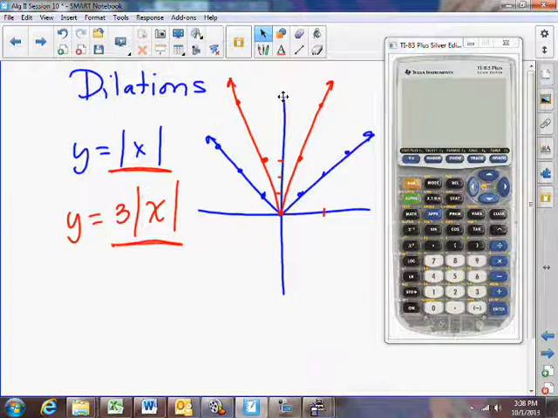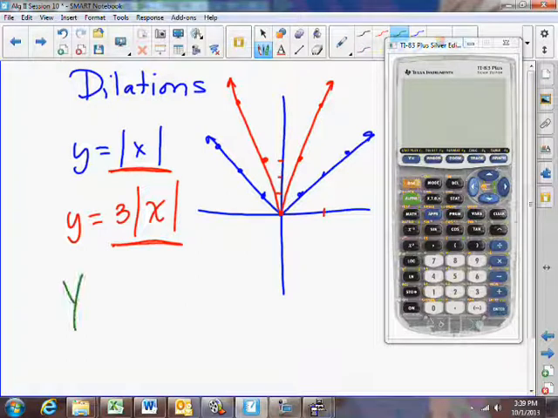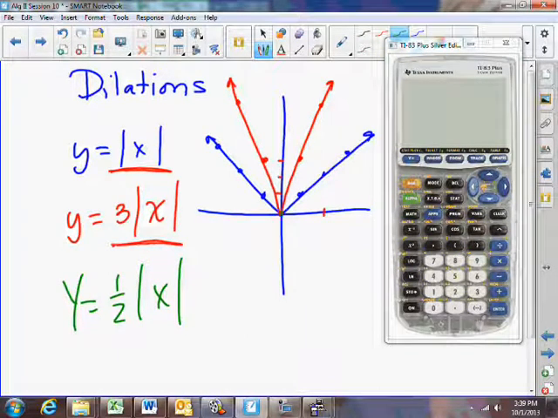Now, if we multiply by 1/3, or let's multiply by 1/2. So in other words, we're going to do y equals 1/2 absolute value of x. Now, I have 0. Absolute value of 0 is 0. 0 times 1/2 is still 0. Then if I put 1 in, absolute value of 1 is 1. And then I multiply by 1/2, so I get 1/2. If I put 2 in, the absolute value of 2 is 2. And then 1/2 times 2 is 1. If I put 3 in, the absolute value of 3 is 3. And then 1/2 times 3 is 1 1/2, or 3/2.